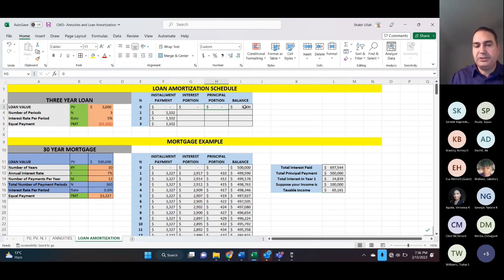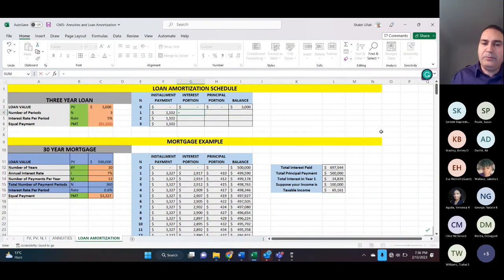There's no interest payment, no principal payment. The balance is $3,000. When we make our first payment of $1,102, part of that goes towards interest expense. So how much would be the interest expense in the first period? Of course, that would be equal to the loan amount multiplied by the interest rate. And the interest rate is 5% right here. So we click on that.